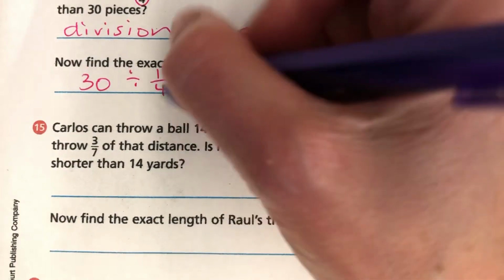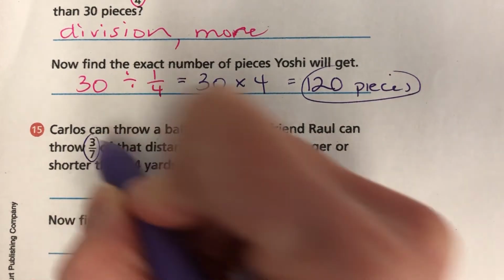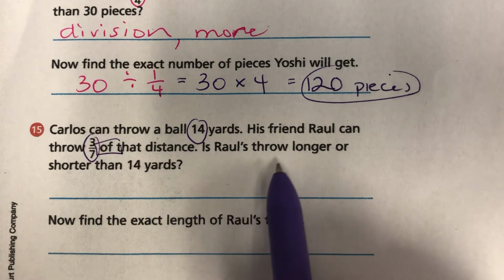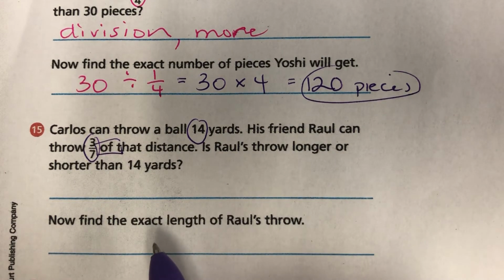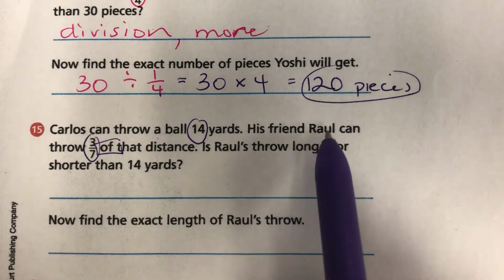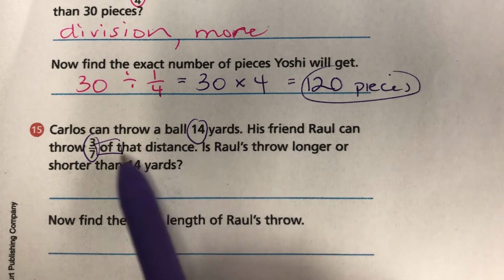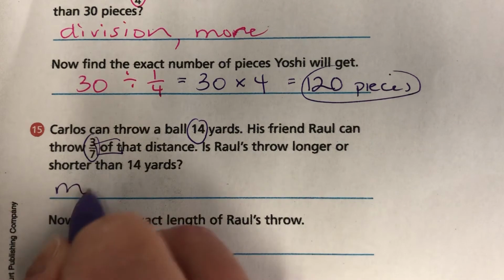Okay, Carlos can throw a ball 14 yards. His friend Raul can throw 3/7 of that distance. Is Raul's throw longer or shorter than 14 yards? Okay, first off, what operation are we going to use? It says that Raul can throw it 3/7 of 14. So if we have 3/7 of 14, that's part of a whole, that's multiplication.